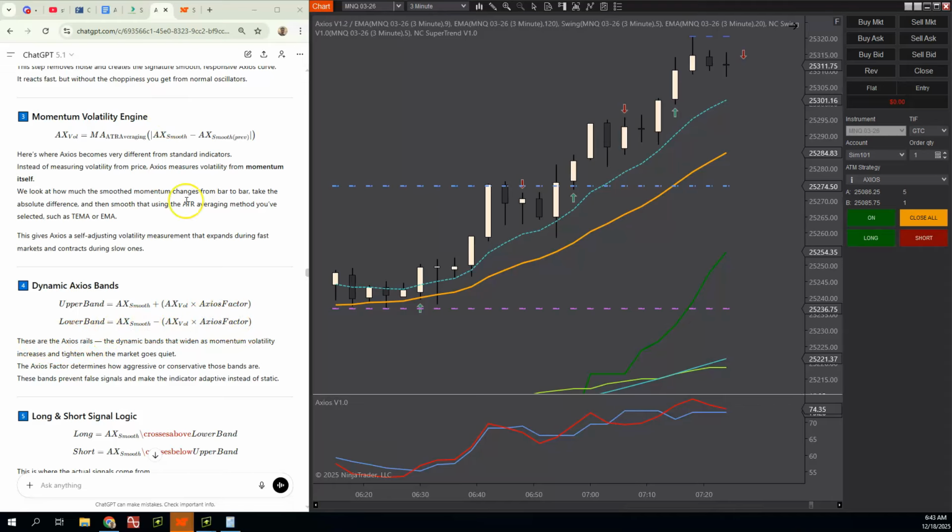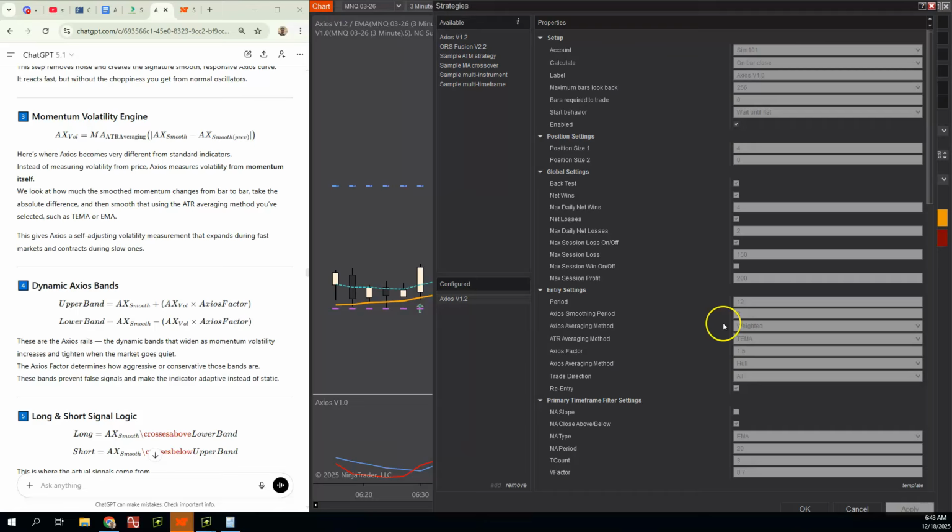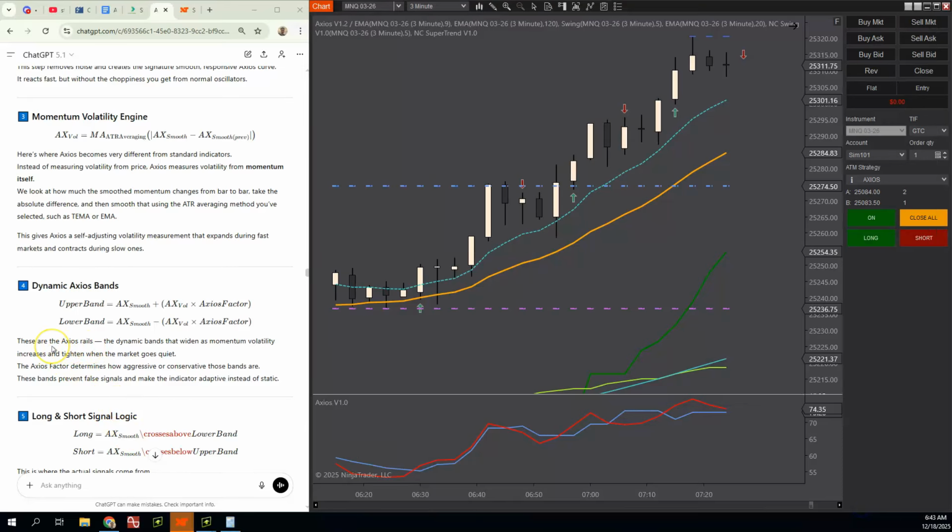Yeah, the rails. So the volatility engine is, I guess, the third, the averaging method here. We should probably have this labeled a little bit differently, but that's the third one there. The Axios bands, that's the Axios factor, so that's the 1.5 there, sorry. So these are the Axios rails.